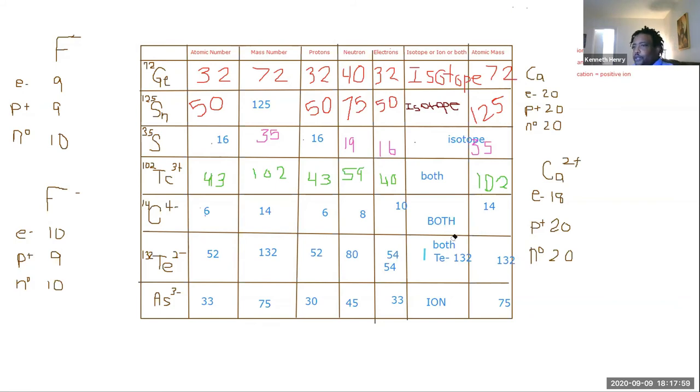Tellurium 132, 2 minus. Its atomic number, 52. Mass number, 132. Protons, 52. Neutrons, 80. Electrons, 54. And it's both.